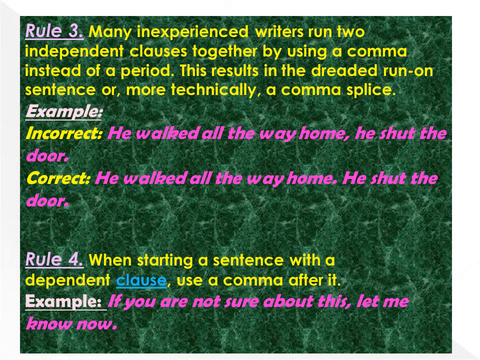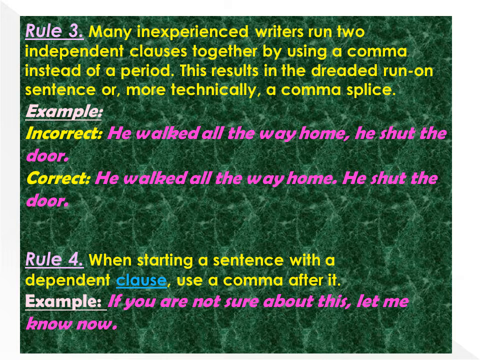Rule number 3. Many inexperienced writers run two independent clauses together by using a comma instead of a period. This results in the dreaded run-on sentence, or more technically a comma splice. Example: here you can see an incorrect sentence. He walked all the way home, he shut the door. Correct sentence: he walked all the way home. He shut the door. In this sentence, the two independent clauses are separated by a period.